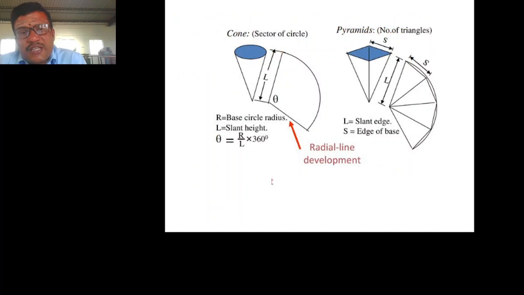So now coming to the cone and pyramid family, here one more parameter will come, called the slant edge. So slant edge is different from axis. The slant edge will be the inclined one and the axis will be straight from the center. So when we have to calculate theta, theta is equal to, for a cone, R by L into 360 degrees, where R is the base circle radius and L is the slant height and S is the base.